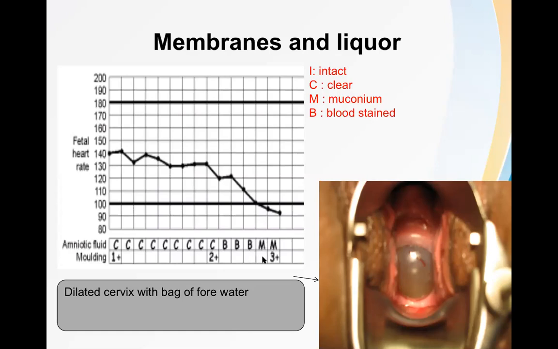And one more, look at the molding. In the beginning, 1+ molding, they're just touching each other. Slight overlap, but 3+ means too much overlap, too much molding. That also signifies there is obstructed labor. The pelvic cavity is too narrow, so the baby is having obstruction to come down. Probably because of this, the baby is having hypoxia, which is shown by the fetal bradycardia, and the same baby has passed meconium inside the uterus. So everything is matching with each other.